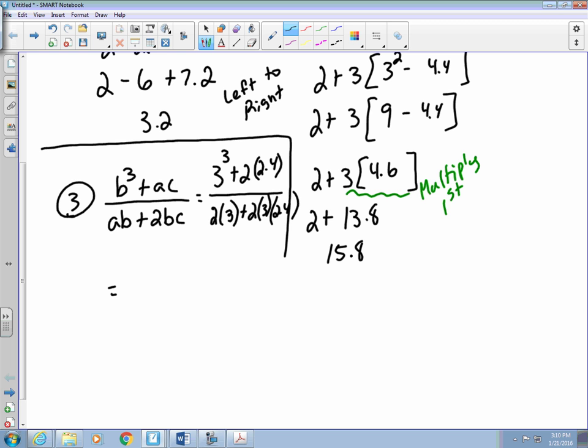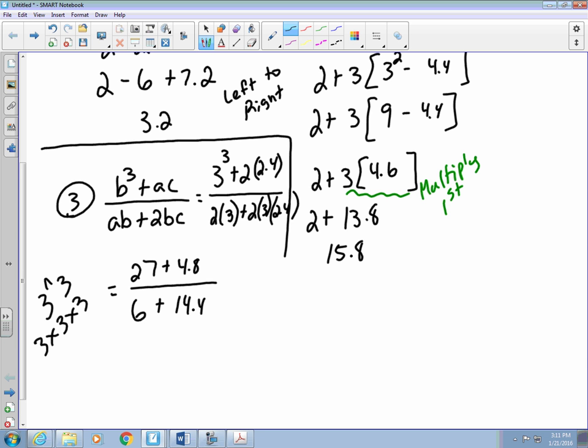So handle them separately. The top exponent is 3 times 3 times 3. That's 3 times itself 3 times. To do that in your calculator, you would use the caret key: 3 caret 3. But essentially it's 3 times 3 times 3, so that's 27. Then 2 times 2.4 would be 4.8, and then that one's pretty much done after we combine those. Now on the bottom, we have 2 times 3, which is 6, and 6 times 2.4 is 14.4.